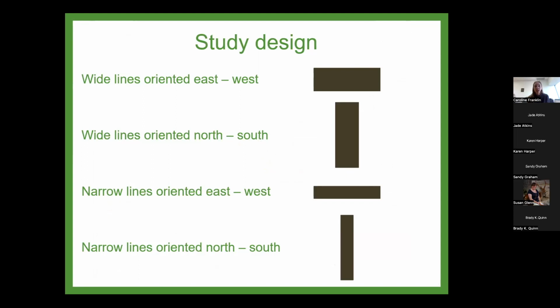So this is just a breakdown of our study design. We found both narrow and wide lines that were oriented either east-west or north-south. And then we replicated each of those combinations 6 times. So we had 24 seismic lines that we sampled.